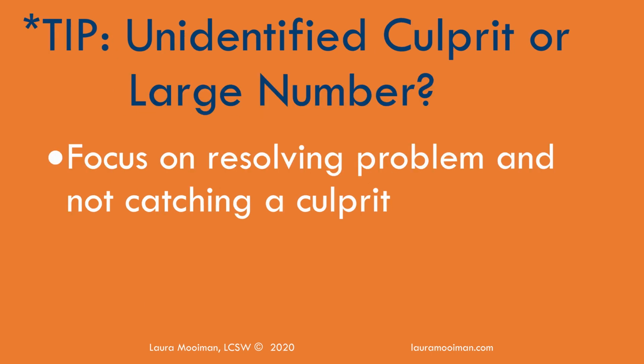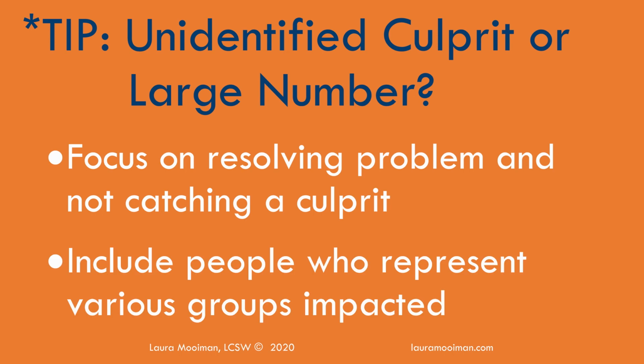Also, if you can't identify who did the harm, like who the culprit is, like in my vandalism example, focus on resolving the problem and not catching the culprit by including people who represent various groups impacted. Never try to get kids to confess something in a circle with everyone staring at them. The truth is, if the circle runs well, whether people come forward or not, change will happen because of the process.